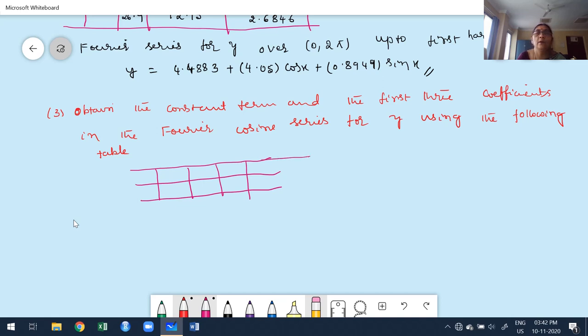Using the following table, x and corresponding y: (0, 4), (1, 8), (2, 15), (3, 7), (4, 6), (5, 2). Okay, this is the data they provide.